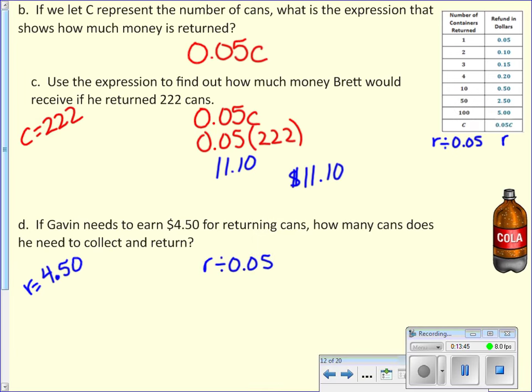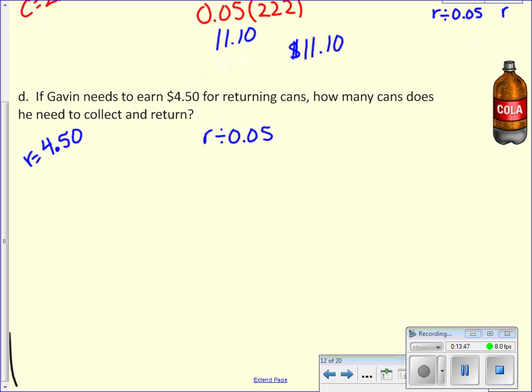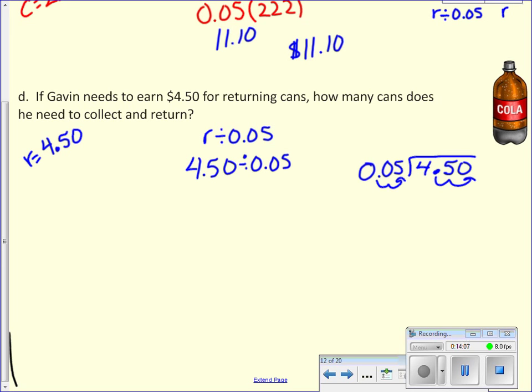So now let's use the formula to solve. So R equals 450. Let's go to our margin and divide. Can I have a decimal in my divisor? No. So if I make that a whole number by moving the decimal 2 digits, I have to move the decimal 2 digits in my dividend. So now 5 is my divisor, 450 is my dividend.